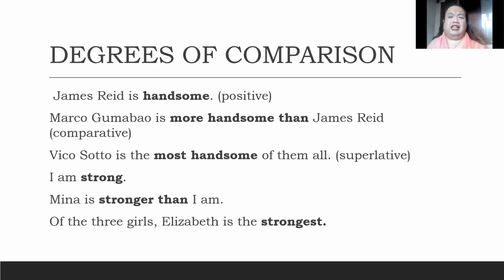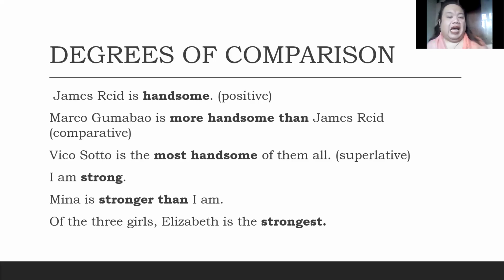Let's go to the degrees of comparison. We have the positive, the comparative, and the superlative degree. Here we're using inflection. We're changing, altering a word to make it comparative and to make it superlative. So for example, James Reed is handsome. That's positive. Handsome is a basic adjective in its basic form.